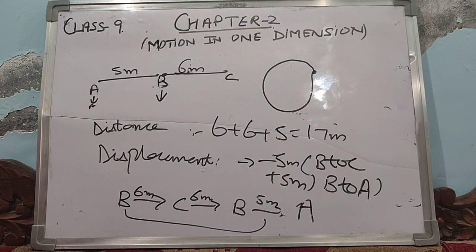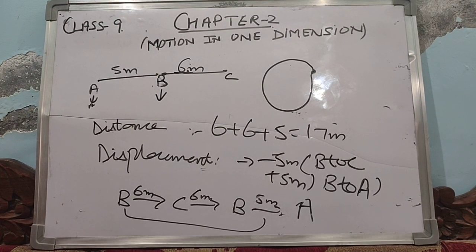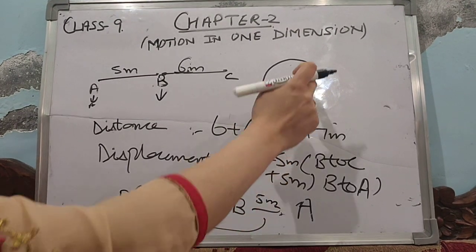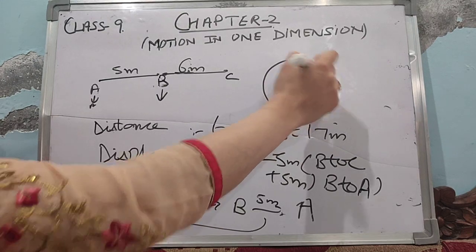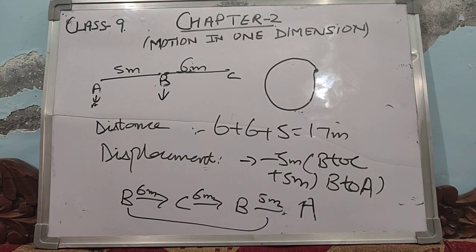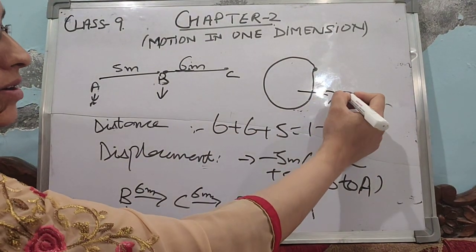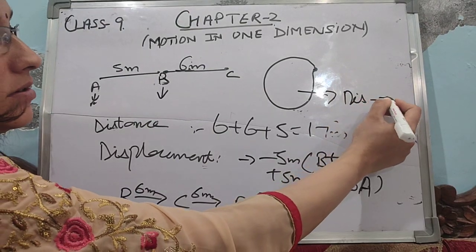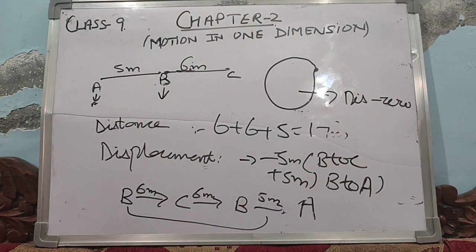So in that case also your displacement is equal to 0. Why? Because the initial and final position of the body is the same. So in this case your displacement is 0. So this was all about distance and displacement.